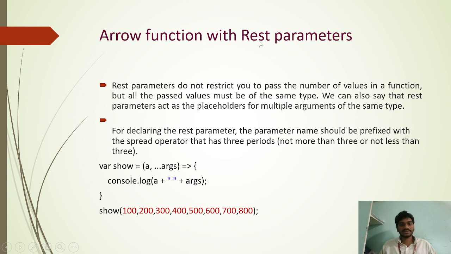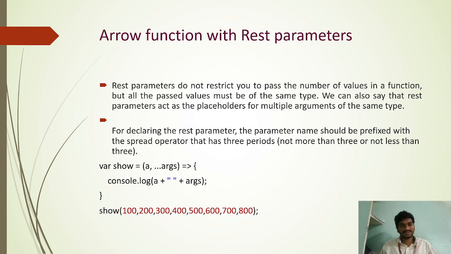Arrow function with rest parameters. Rest parameters do not restrict you in the number of values you pass to a function, but all passed values must be of the same type. We can also say that rest parameters act as placeholders for multiple arguments of the same type. For declaring the rest parameters, the parameter name should be prefixed with the spread operator, which has three periods, not more than three or less than three, where show equals also any number of parameters we can pass.